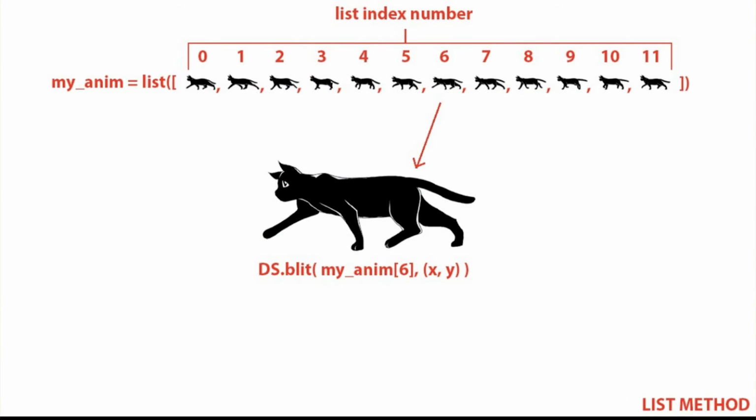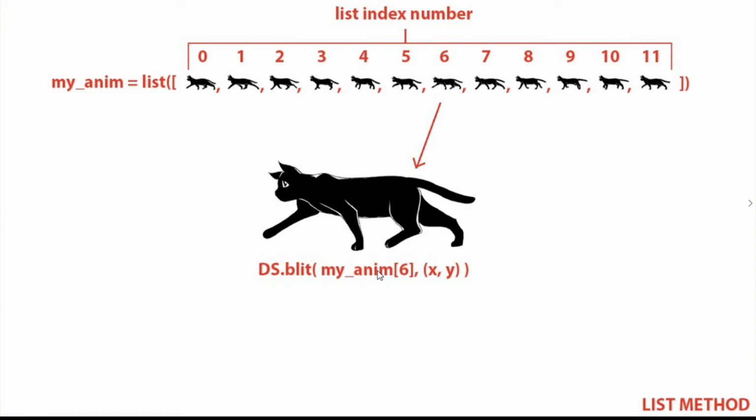Let's start with the list method. What we do here is load each image using Pygame's image library and store it in the list. So as this image depicts, catwalk1.png is loaded into list index 0, catwalk2.png into index 1, and catwalk3.png into list index 2, etc. Then, when we want to display an image from the list, we can simply pass the part we want to the blit function.